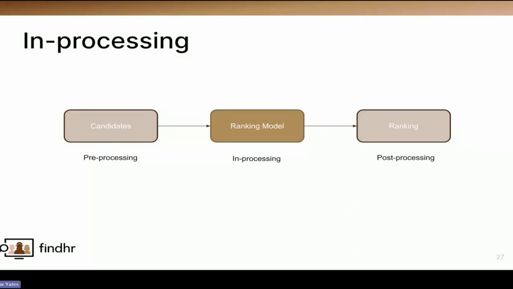So these are 2 examples of pre-processing methods. If anyone has any questions, feel free to ask. Next, we're going to move on to in-processing methods. And recall that these are methods where we modify the learning process of the ranking model in order to try to achieve some balance between utility and fairness with the model being trained.